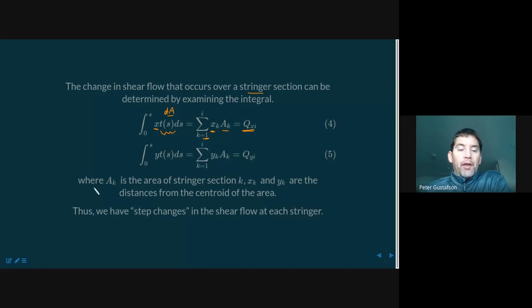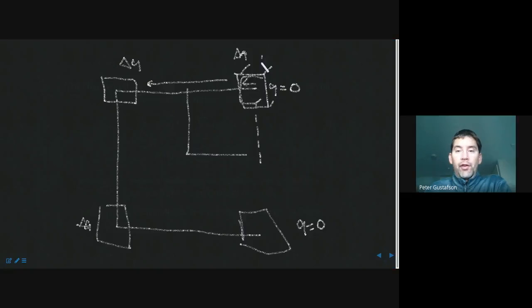So I think I've made this clear already. AK is the area of the stringer section K, where K varies from 1 to I as we're going around. In this case, this would be number 1 here, 2 here, 3 here, and 4 here.